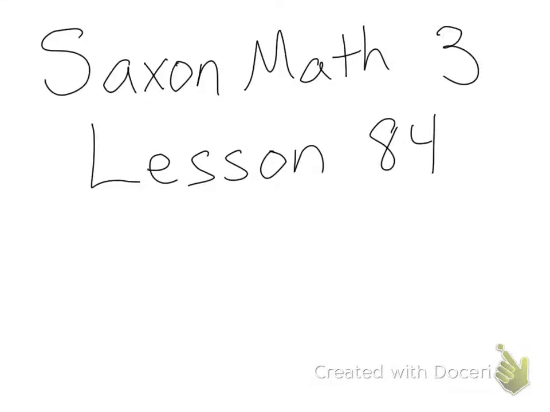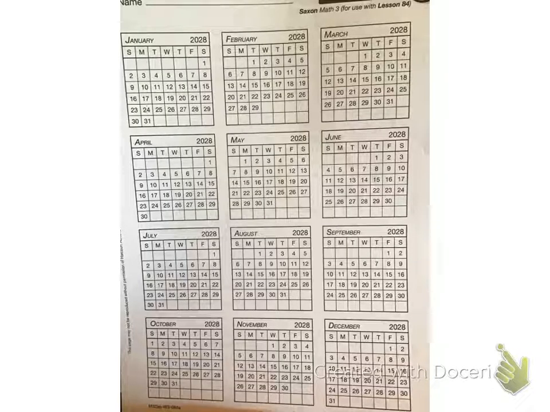Today's lesson is lesson 84, identifying the number of days in each month and identifying the number of days in a year. So if we look, this is a calendar of the year 2028. How many months are there? Well, we have 1, 2, 3, 4, 5, 6, 7, 8, 9, 10, 11, 12. So we have a total of 12 months in a year.